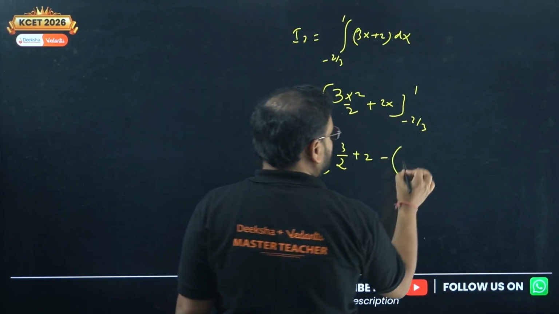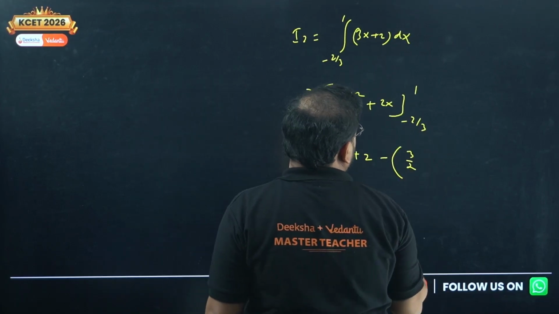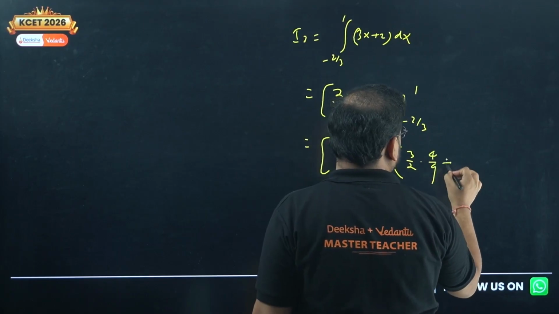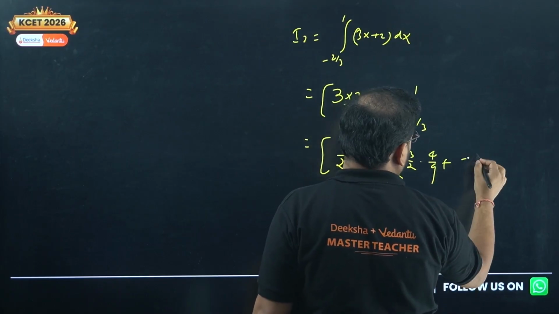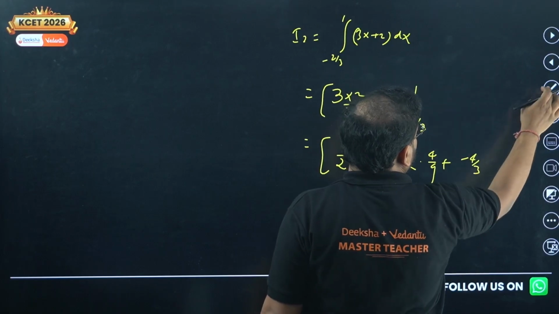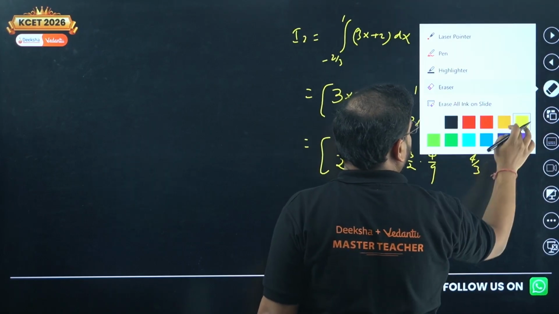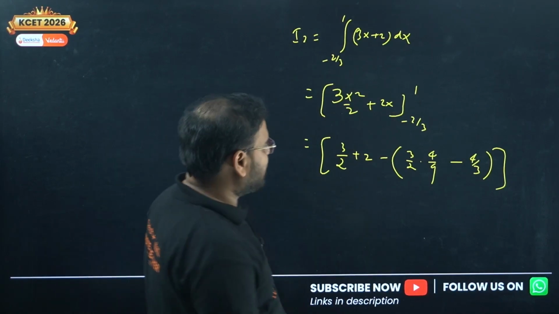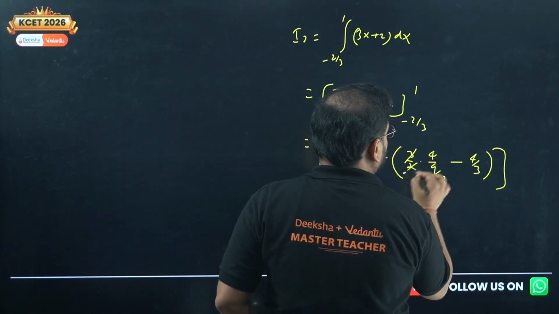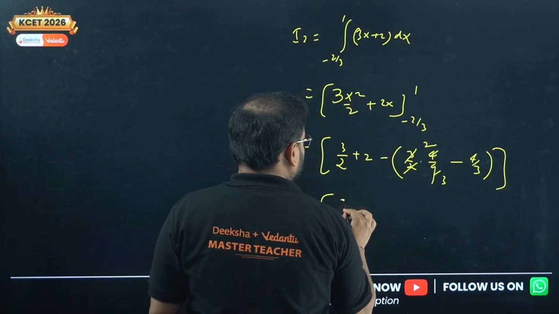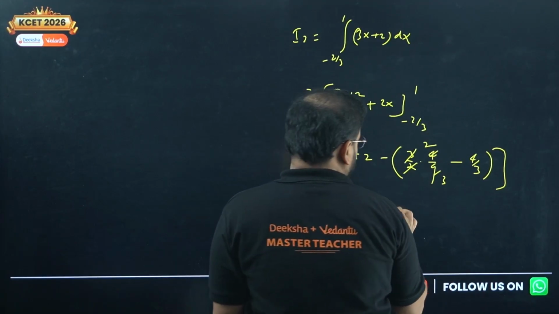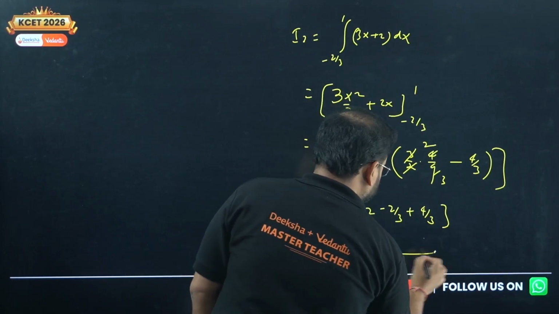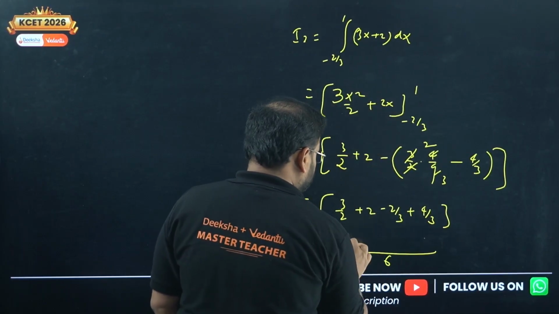You'll have here 3 by 2 as it is. For this you'll have 4 by 9, minus 4 by 3, so it'll be a minus sign only. Please check. Minus 4 by 3 and plus 4 by 9, correct. 3 3s are 9 and 2 2s are 4. Now check the LCM: 3 by 2 plus 2 minus 2 by 3 plus 4 by 3. LCM will be the same thing, 6.